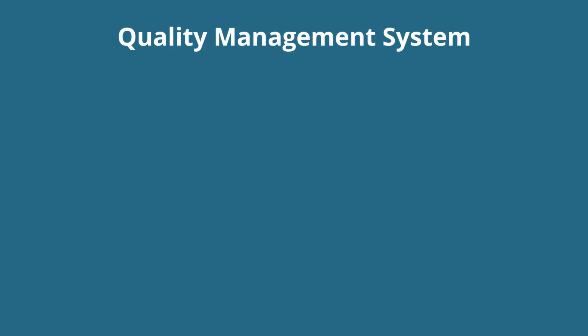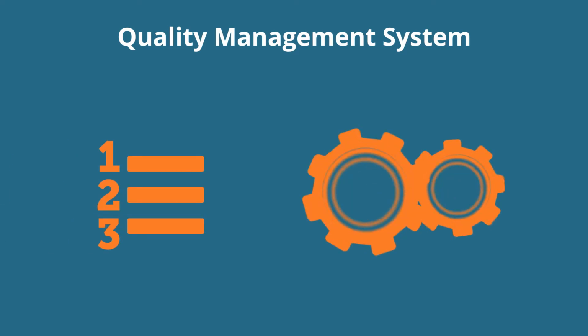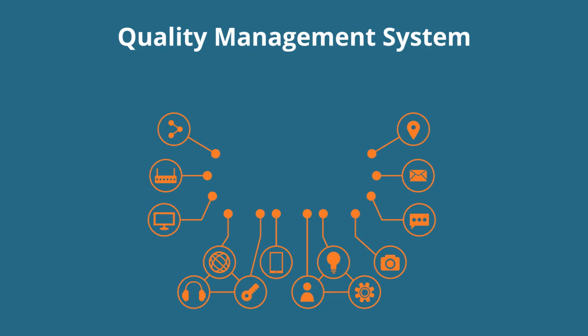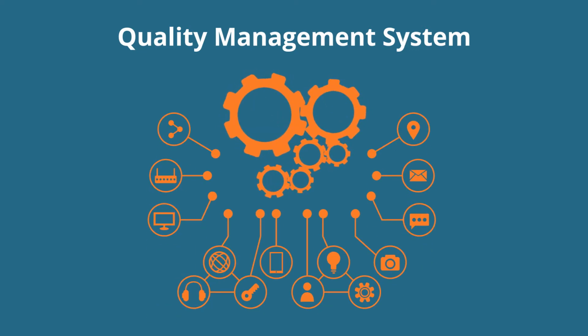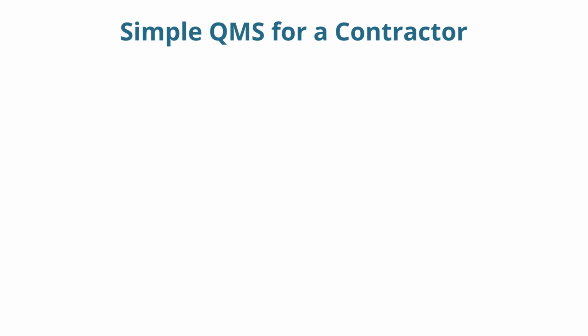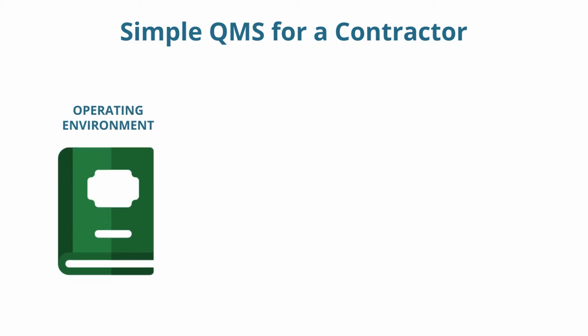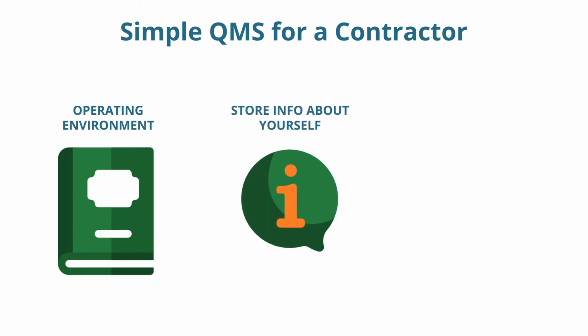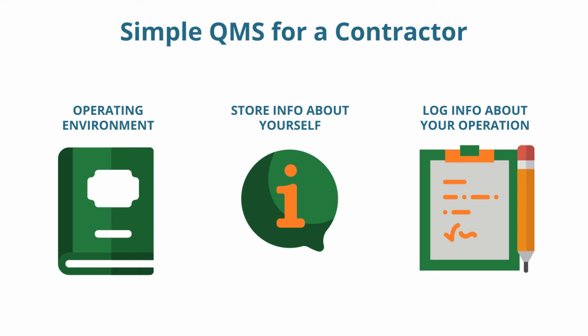A quality management system can be anything from a simple procedure for a simple operation to complex and diverse procedures behind management of large operations. Let's have a look at a typical simple quality management system for a contractor. Firstly, keep track of the operating environment, such as regulations and operating requirements. Secondly, store information about yourself and facts about how you operate, including procedures and ways to do things. And finally, log information about your operation: what is actually happening, communication, meeting notes, influencing contacts, decisions made, and actions taken.